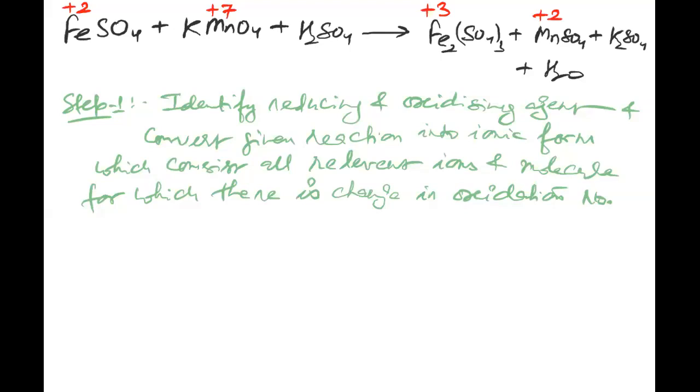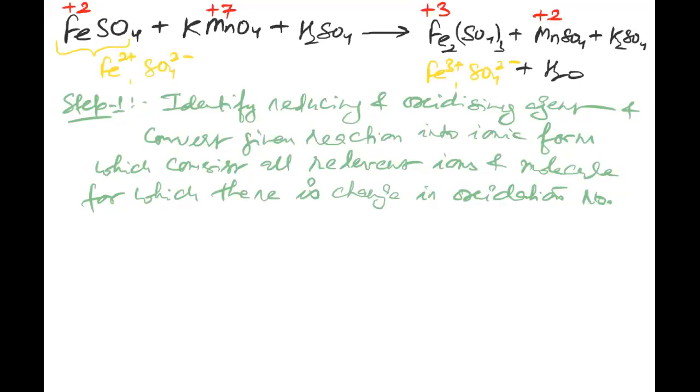For example, in the case of ferrous sulfate, the ions are ferrous ion and sulfate ion. And in the case of ferric sulfate, the ions are Fe3+ and sulfate ion. As there is no change in oxidation number corresponding to the sulfate ion, there is no need to write sulfate ion here. So you just write Fe2+ only.